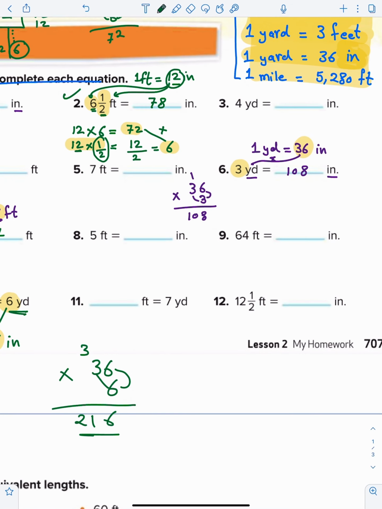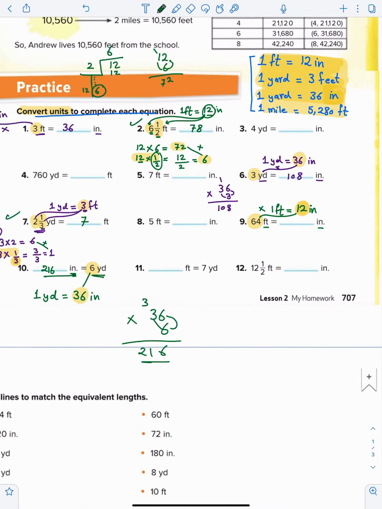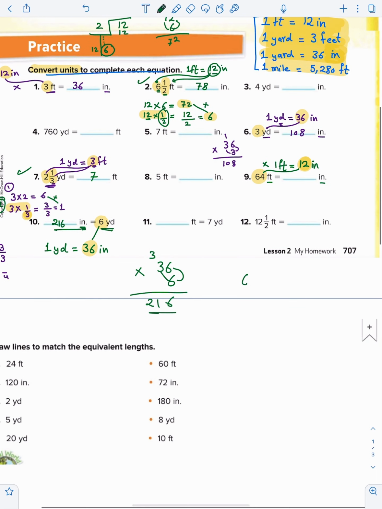Let's do number 9. Number 9 I have feet and inches. So I know that again 1 foot. I'm sorry, 1 foot. It's supposed to be 1 foot. 1 foot is equal to 12 inches. I don't want now 1 foot. I want 64 feet. So we should multiply. Always you should multiply. Let's do that. 64 multiplied by 12.